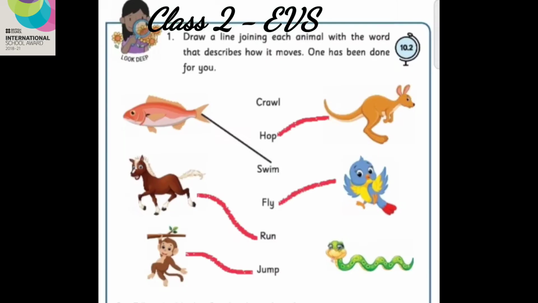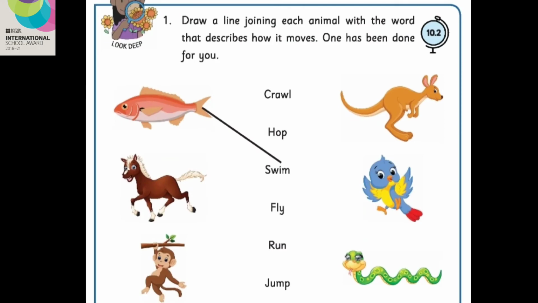Okay. Now we will do activity number 10.2. Draw a line joining each animal with a word that describes how it moves. One has been done for you. അപ്പോൾ ലെഫ്റ്റ് സൈഡും റൈറ്റ് സൈഡും കുറേ ആനിമൽസിൻ്റെ പിക്ചേഴ്സ് തന്നിട്ടുണ്ട്. How do they move അത് സെൻറ്ററിൽ തന്നിട്ടുണ്ട്. You need to match it. First one, fish has been matched with swim. Alle? Yes.